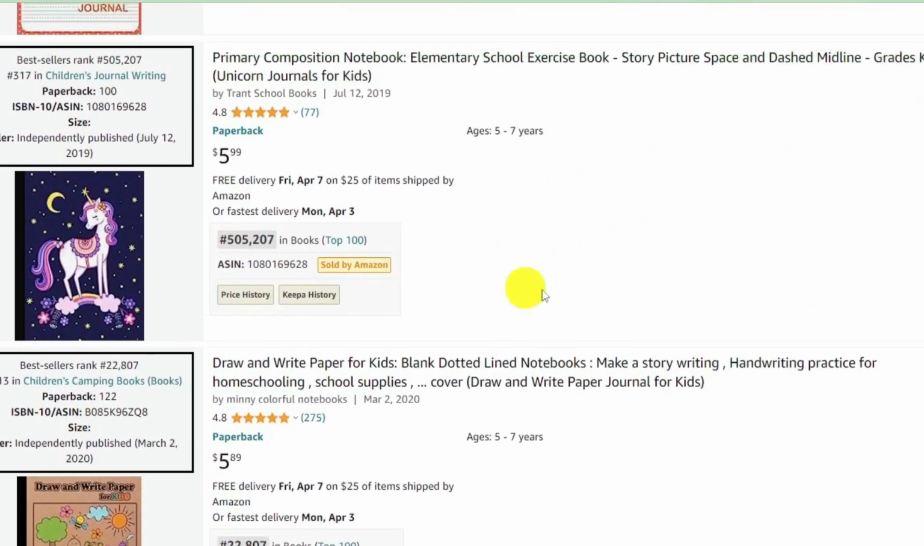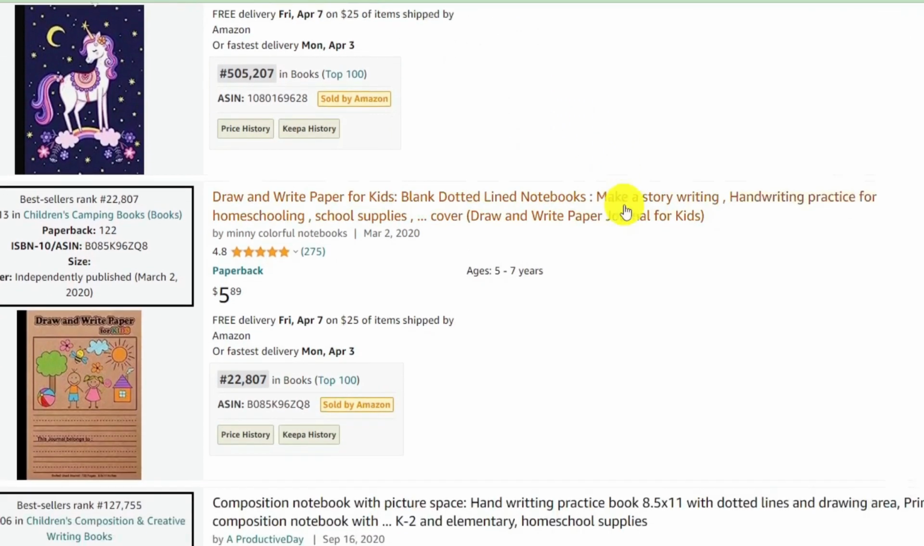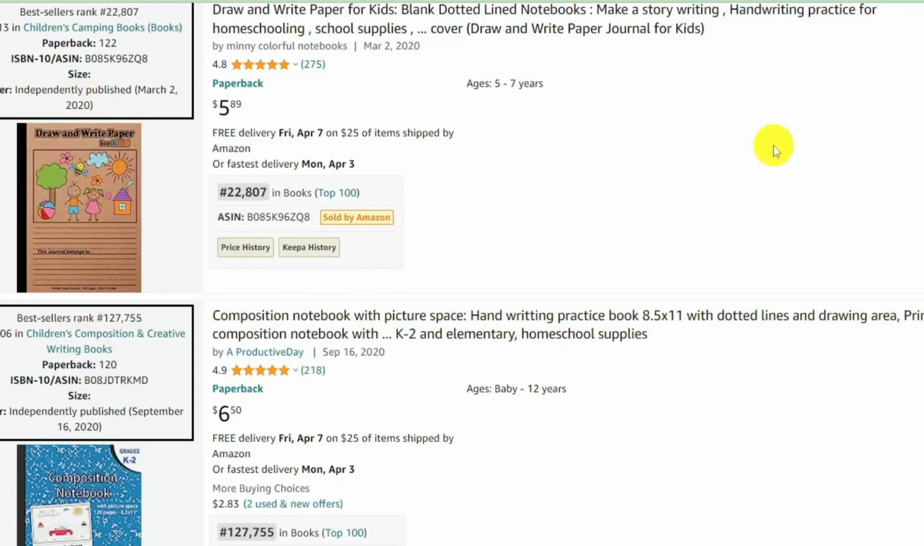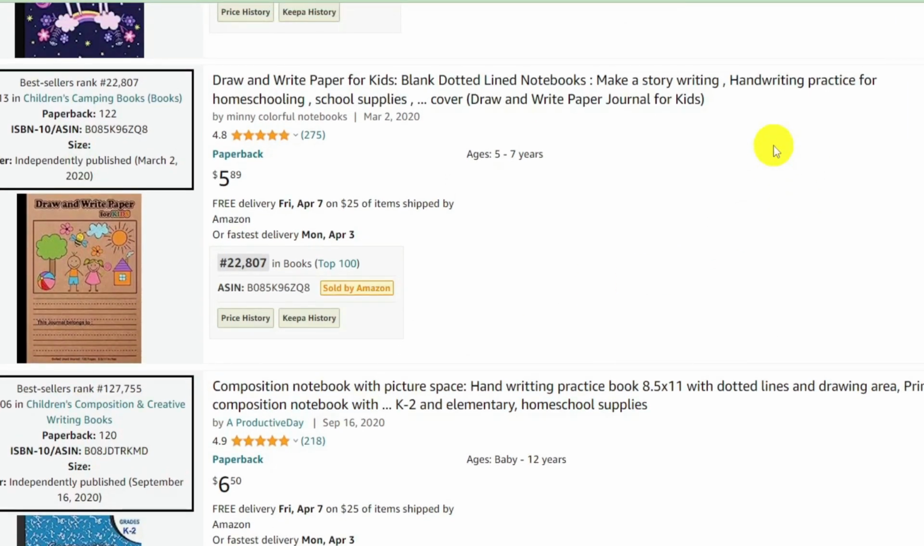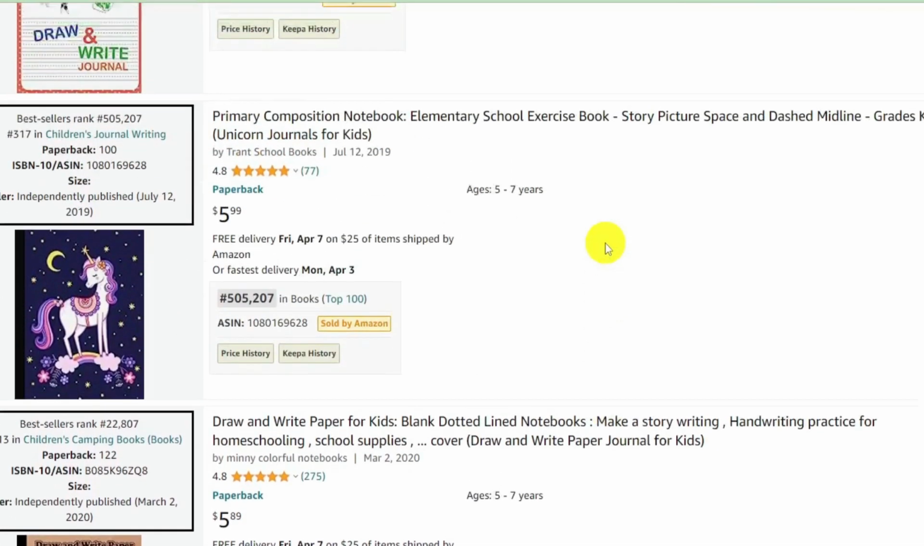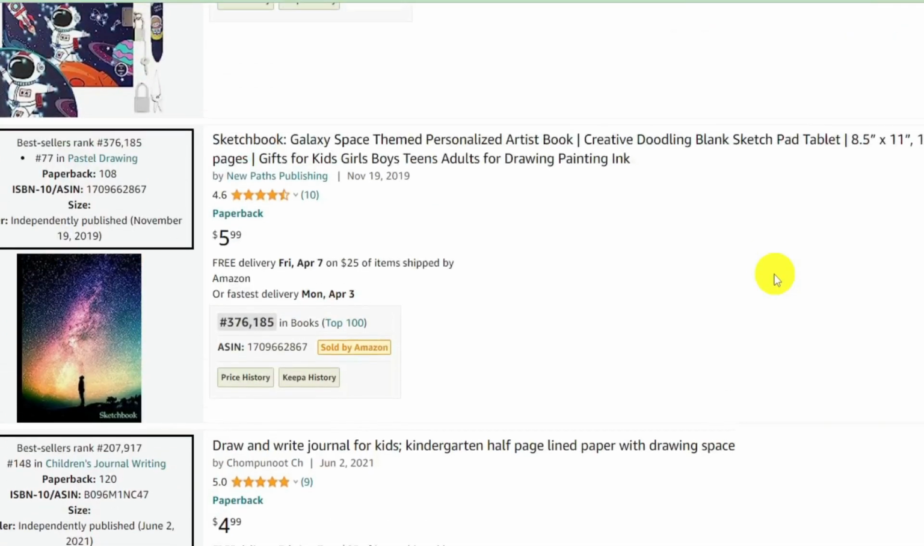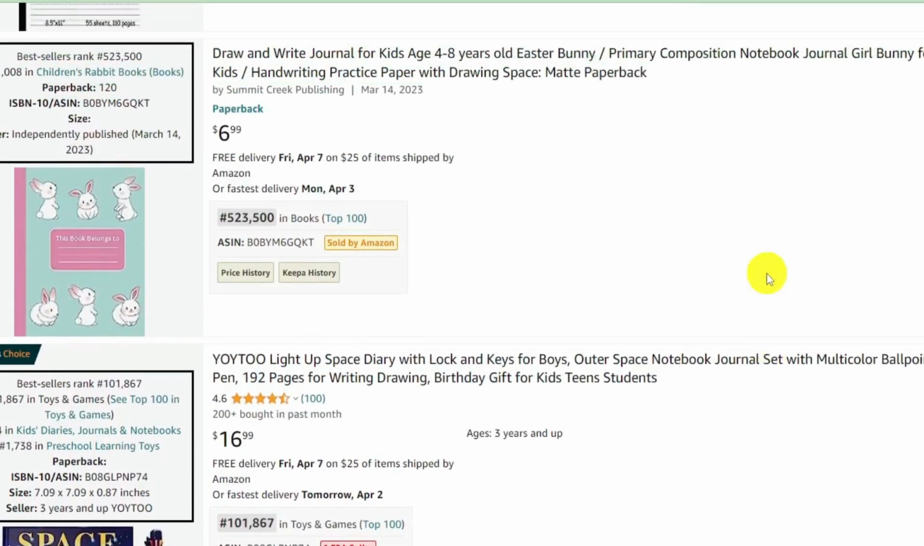So this one, the unicorn theme, which has been done to death on Amazon and is a hugely popular niche, lots of unicorn related items out there. So elementary school exercise book, story, picture, space and dashed midline. So they've put the age, and of course they've used the word unicorn because that's the describer for the book. So draw and write. So I'm kind of looking at what people are doing on the first few pages. I'm looking at what people are doing in this niche, and to be honest, it's quite varied, isn't it? It is quite varied.